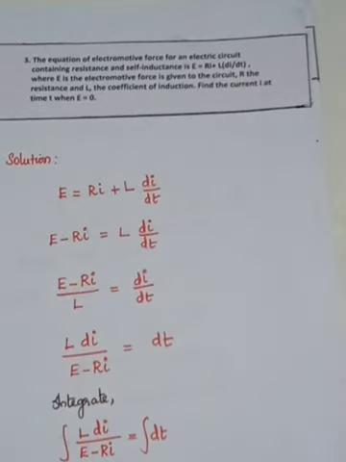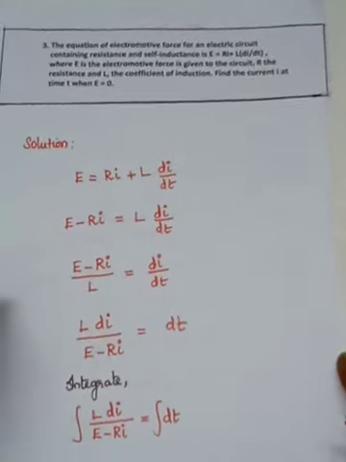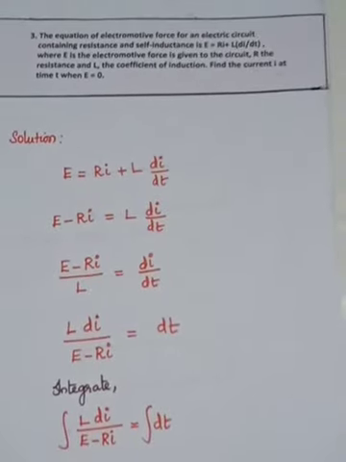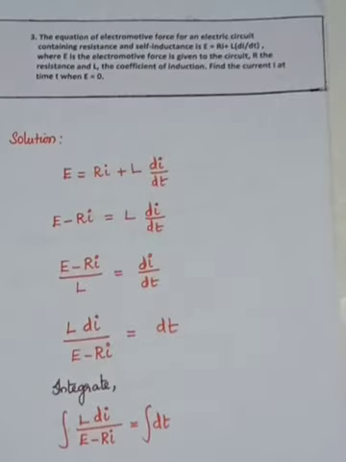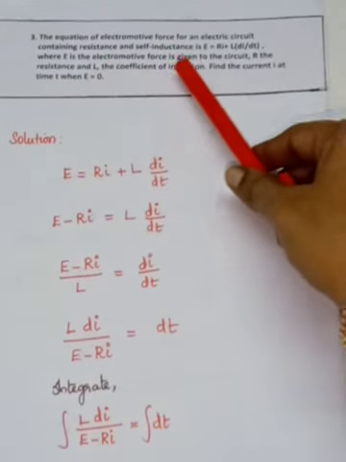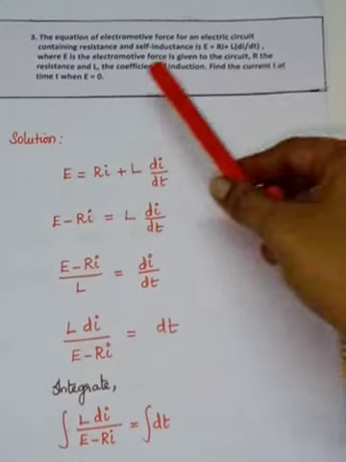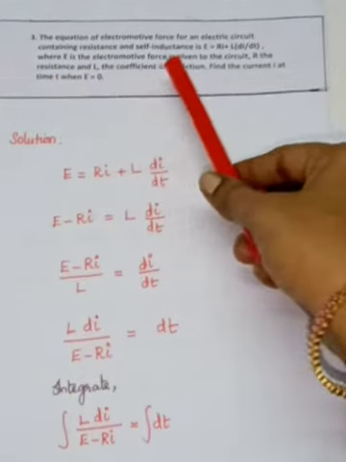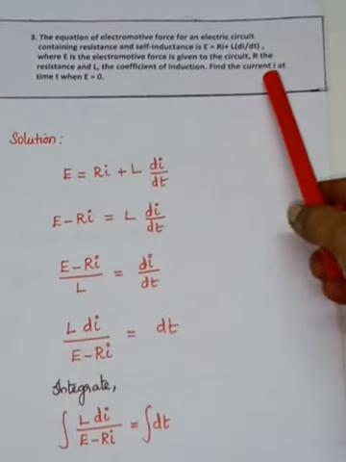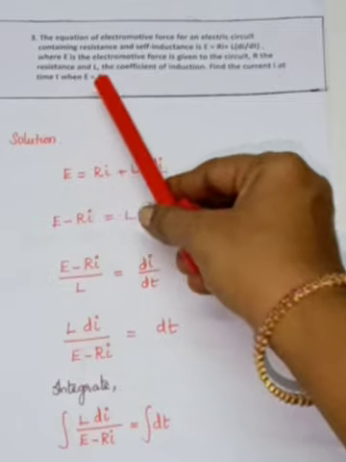The equation of the electromotive force for an electric circuit containing resistance and self inductance is E is equal to Ri plus L into di by dt, where E is the electromotive force given to the circuit, R is the resistance, and L the coefficient of induction. So find the current I at time t when E is equal to 0.